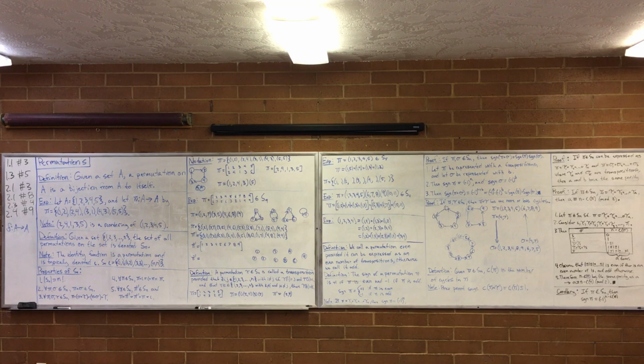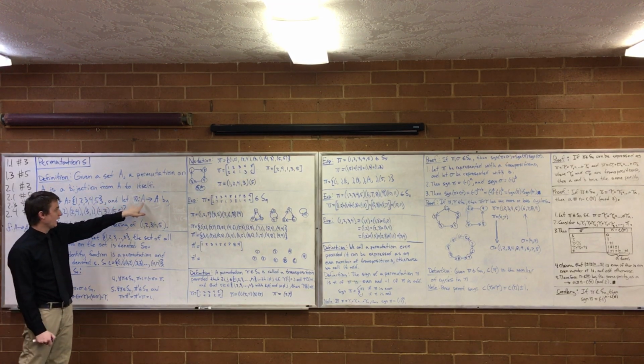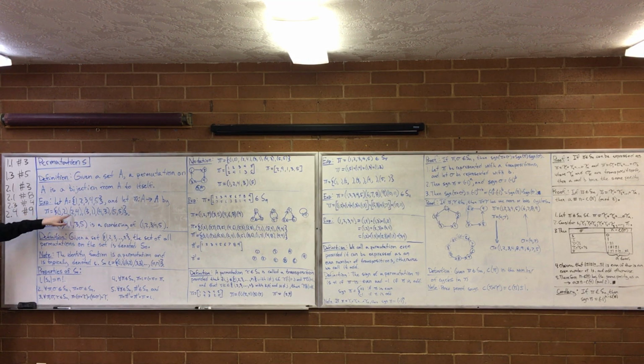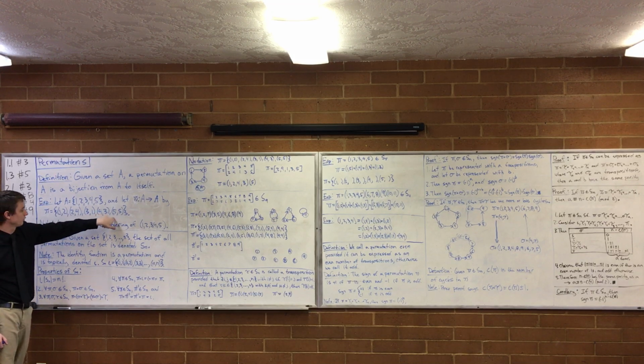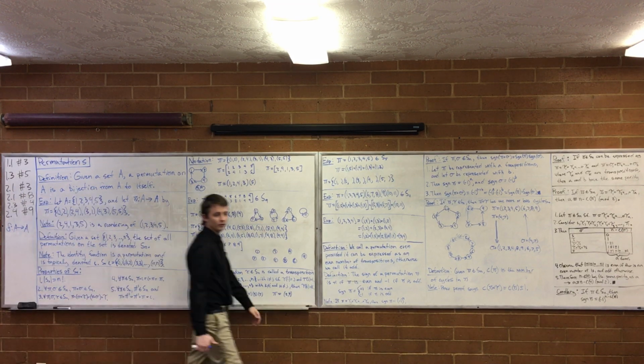So let's just look at an example of a permutation real quick. So let's say A is the set 1 through 5. And we have pi, a function from A to A, given by this. 1 goes to 2, 2 goes to 4, 3 goes to 1, 4 goes to 3, 5 goes to 5. That is a permutation.